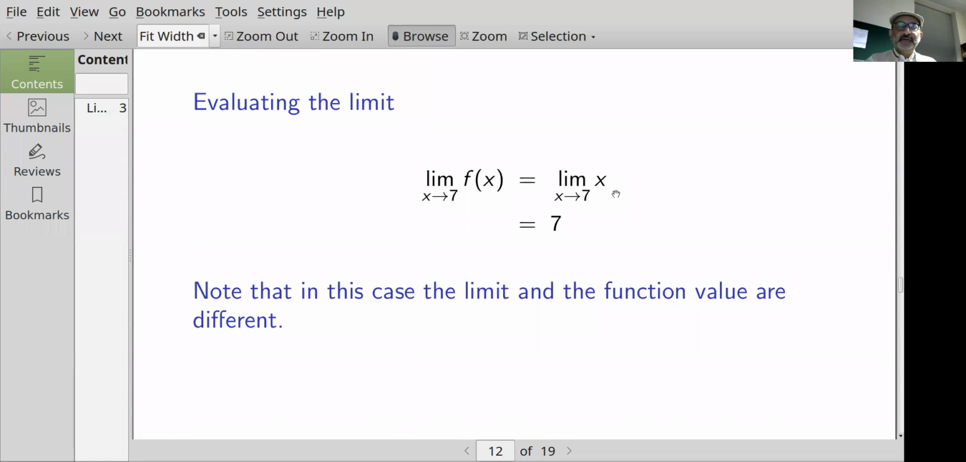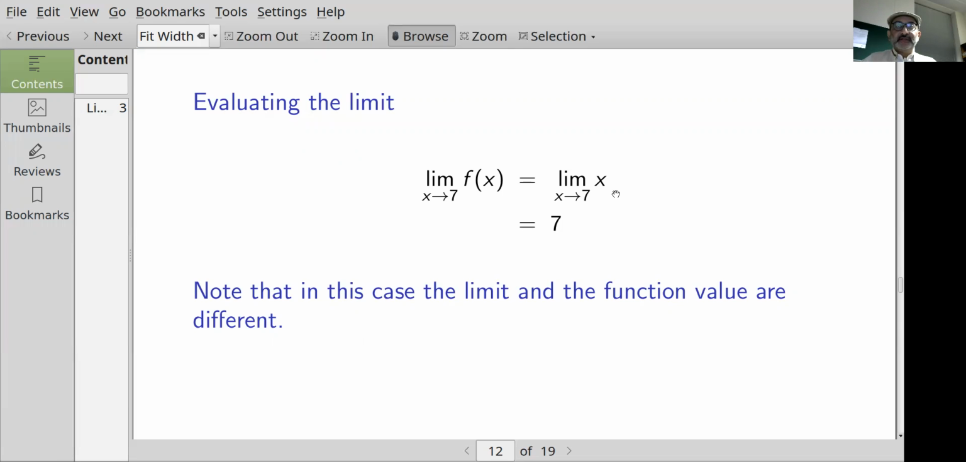Okay, so the limit as x goes to 7 of f of x is equal to the limit as x goes to 7. Now, when x is really, really close to 7 but is not equal to 7, what is the form of f of x? Then f of x equals x, the way we defined it. So the limit as x goes to 7 of f of x equals the limit as x goes to 7 of x.